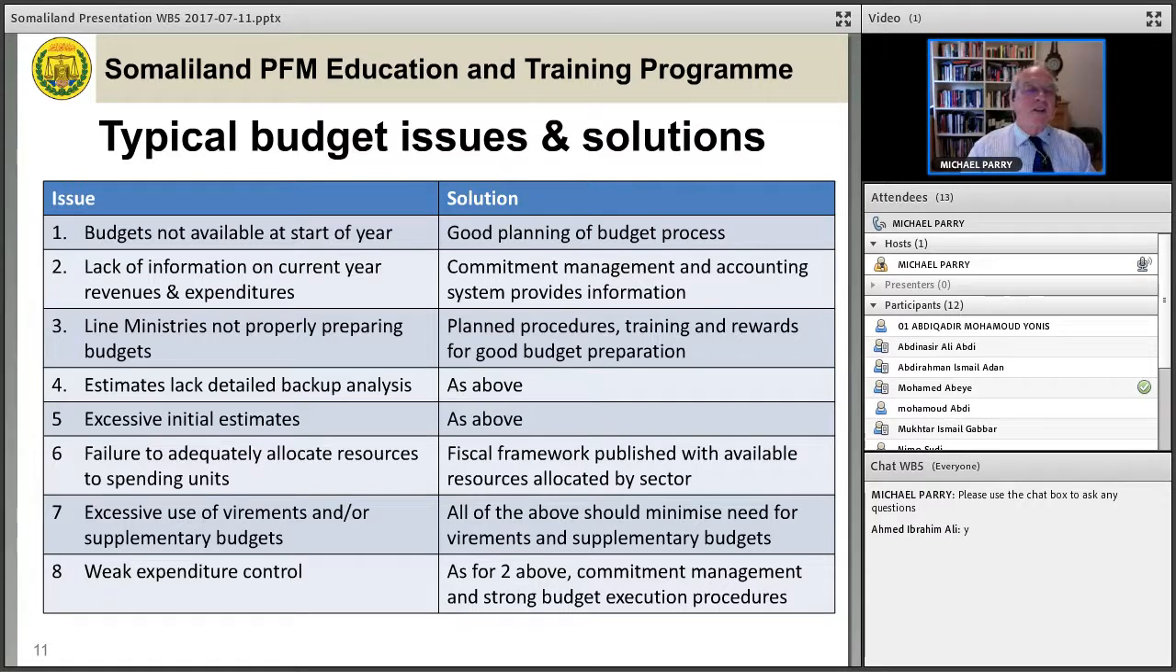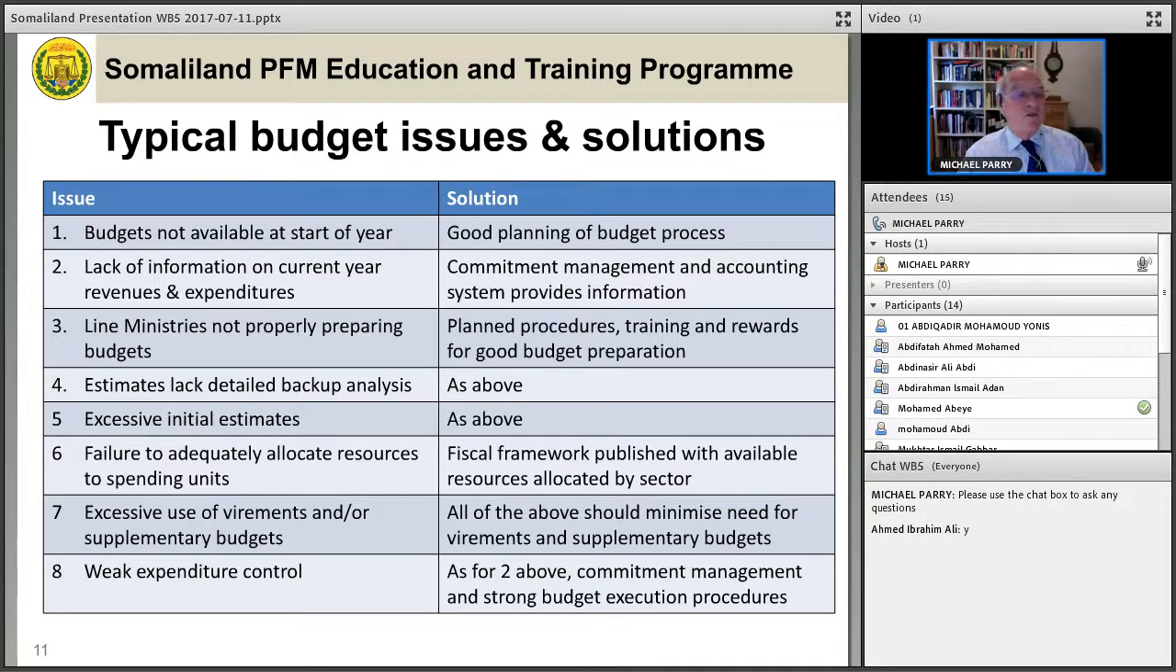Another failure is the failure to allocate resources to spending units. Budgets passed by Parliament usually will not specify the funds down to the lowest level of government. They will usually stop one level below the ministry level. But those funds have to be sub-allocated to the individual primary schools, health clinics, and so on. And that's a task that has got to be done as soon as the budget is enacted, so that at the start of the year, every unit within government knows how much money it's got available and can get access to that.